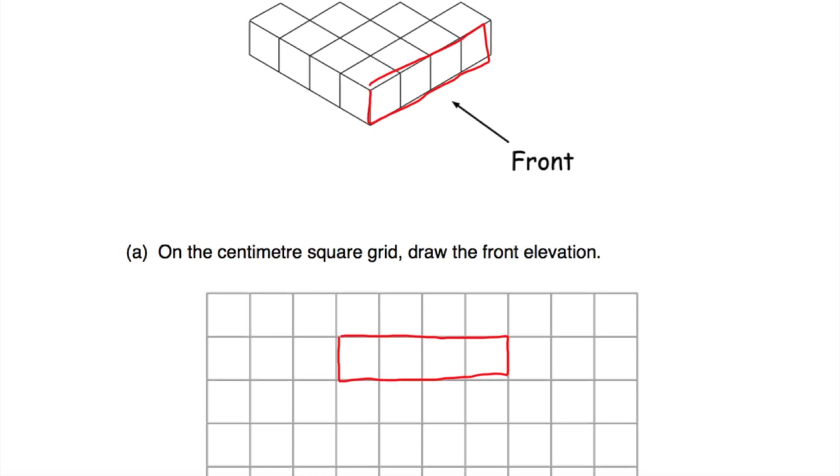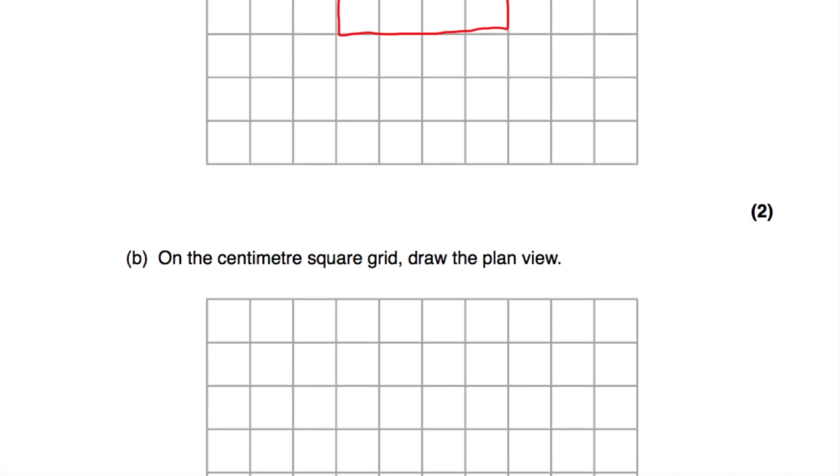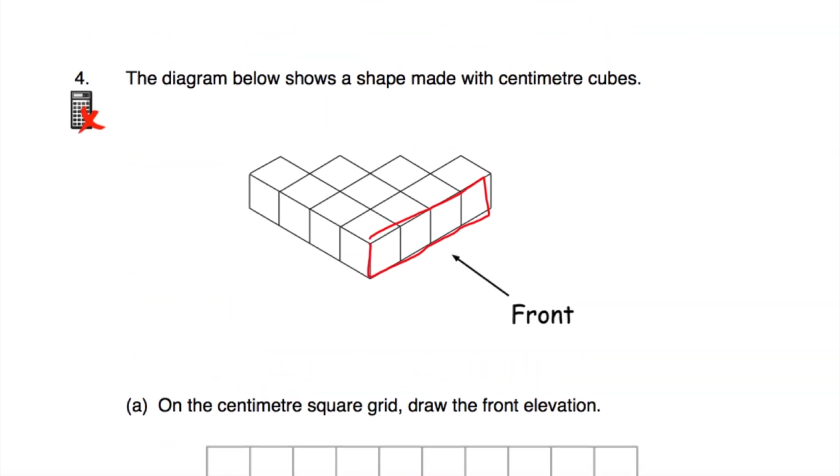Okay, then part B. Part B says draw the plan view. So what do we see from above? So I'm just going to rub that out and draw the plan view. So we're now looking at it from above. If we're looking down on this shape from above, it would go across 4. It would go up 4 on the left hand side like so. And then it would go across, down, across, down, across, down, and across, down, a bit like a flight of stairs there.